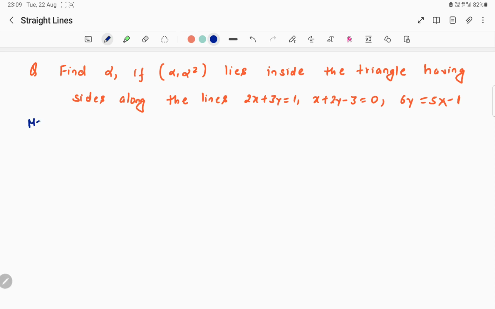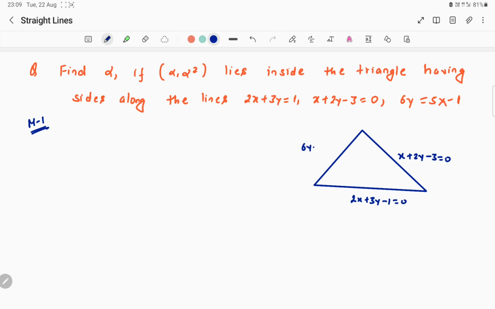So method number 1, which is a little calculative and I will not be doing it. The concept we are applying here is, suppose this is the triangle. The line equations are 2x plus 3y is equal to 1, x plus 2y is equal to 3, or x plus 2y minus 3 equal to 0, 2x plus 3y minus 1 equal to 0, and 6y minus 5x plus 1 equal to 0.